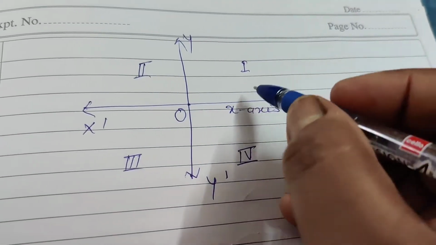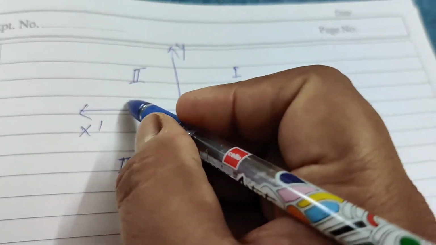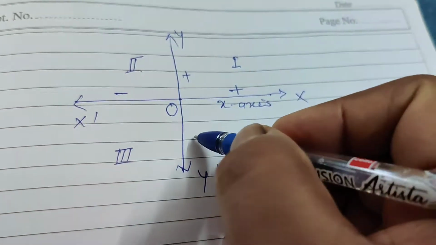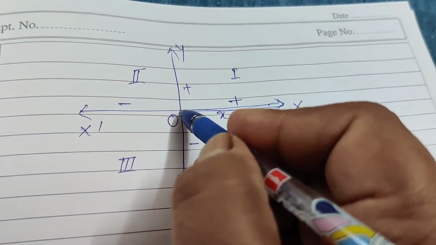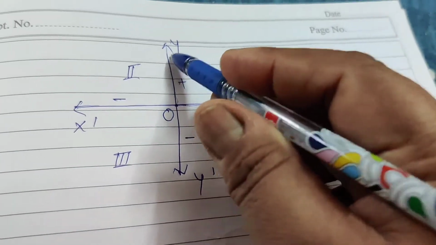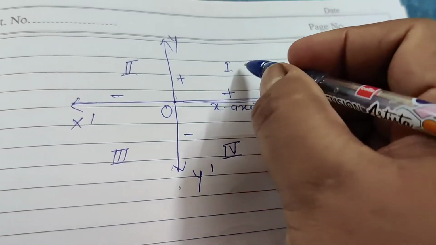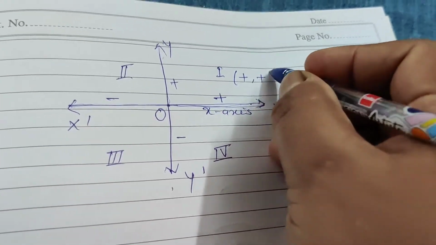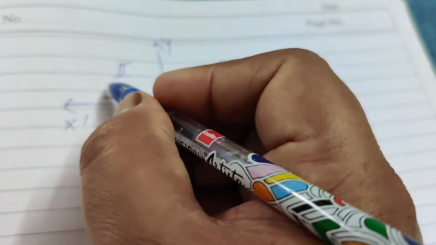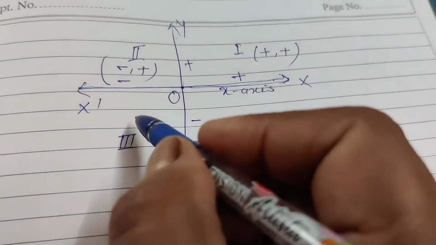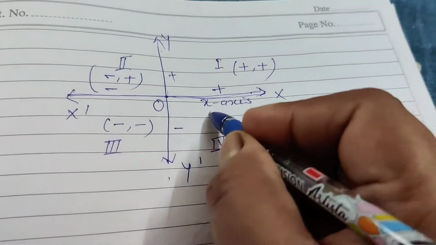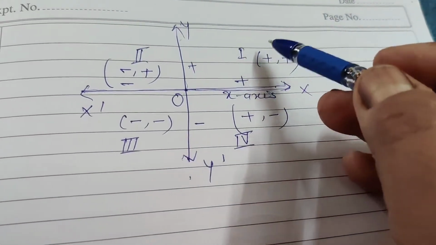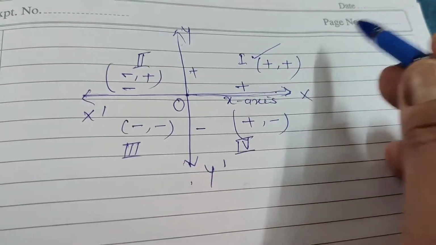In quadrant number 1, there are positive numbers, negative numbers, positive and negative. The right side of the x-axis is positive and the left-hand side negative. Above is positive and down is negative. In the first quadrant, all the coordinates will be positive and positive. In the second quadrant, first negative and then positive. In the third quadrant, both negative, and in the fourth quadrant positive and negative. In class 8, you have to study about the first quadrant, all the positive numbers.